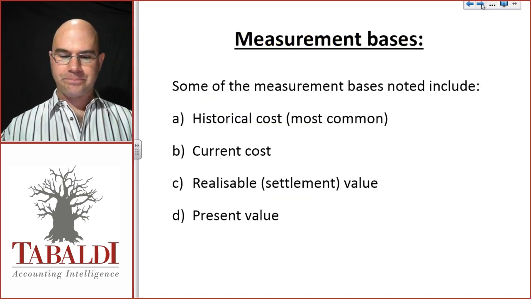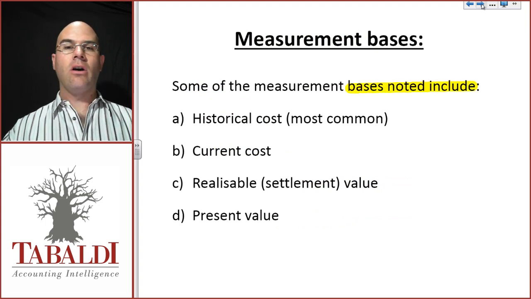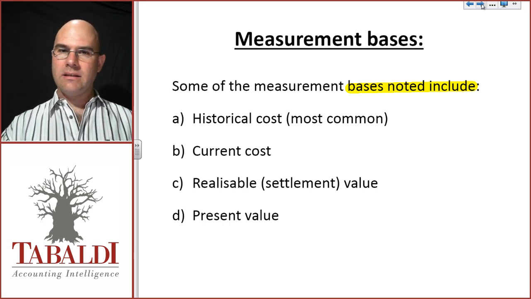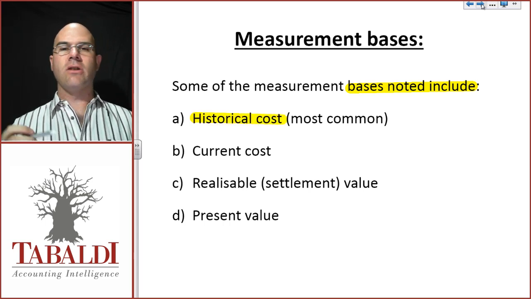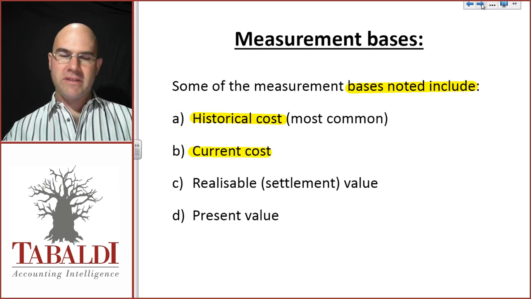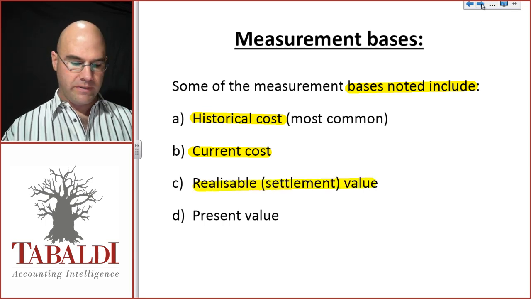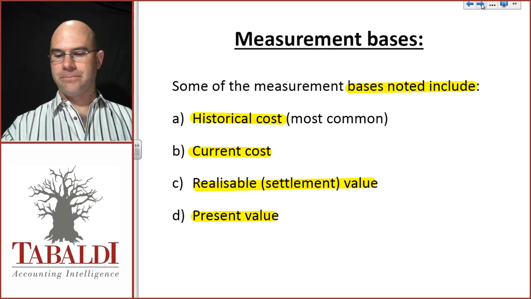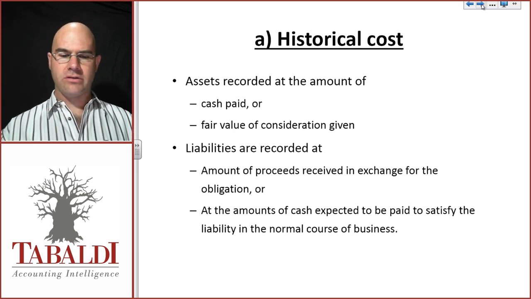What it does do, however, is it just tells you some of the measurement basis that are included in the accounting standards. Now, this part of the framework is a little bit outdated, and it tells us the first type of measurement basis noted is the historical cost, which is the most common. Then it also notes current cost, which is pointing towards fair values, realizable or settlement value, again pointing towards fair value, and present value. There we're dealing with discounting cash flows. Just quickly to run through what each of those four measurement bases noted are.